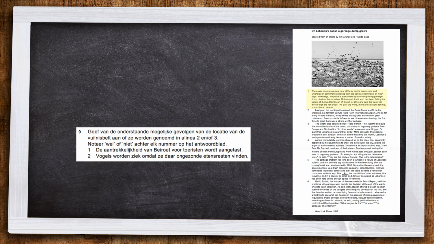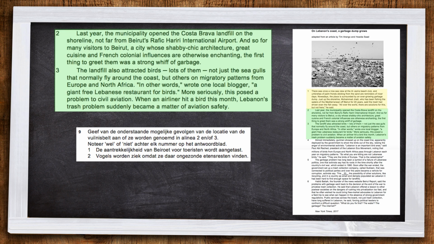I then continue with the second question for this text, which is about paragraph 2 and 3. Again, I highlight the part of the text that I need for this question. I follow this up by reading the required bit of text.